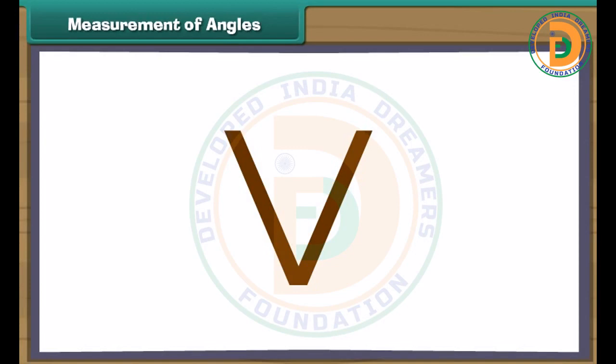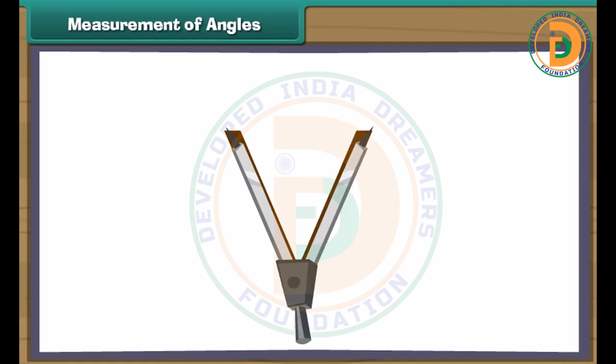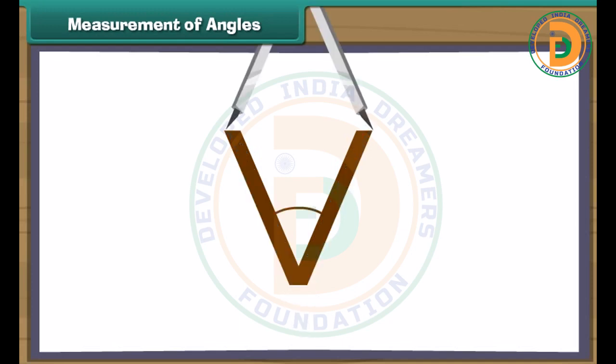Write the letter V of the English alphabet. Place the divider on V such that one of its arms and common point coincide with one of the arms and common point of V. What do you see? The other arm of the divider lies to the left of the other arm of V. It means that V makes an acute angle, which is smaller than the right angle.